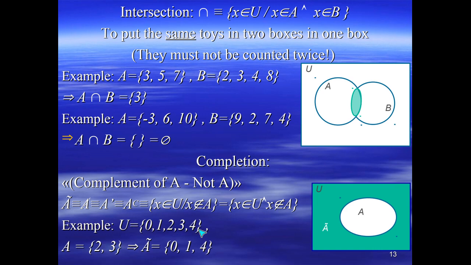A is 2, 3. It includes 2, 3. Great. What is A not, or the complement of A? What do I have in U? 0, 1, 2, 3, 4. Which ones are the elements of A? 2, 3. When I exclude 2, 3 from this set, I remain with 0, 1, 4. So this is the complement of A. A not, or complement of A, you see, A tilde or A slash or A to the c, whatever, is 0, 1, 4. Elements of U which are not elements of A. Simple, isn't it?